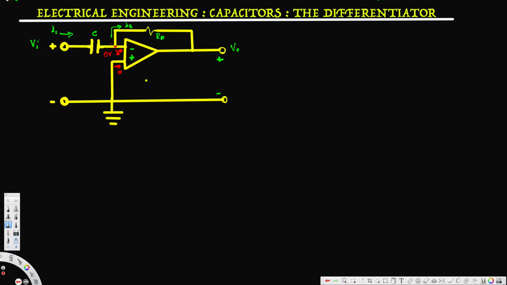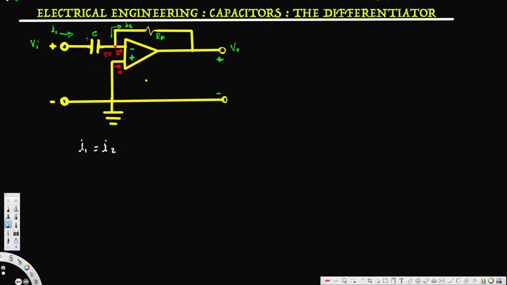Since this is 0 ampere, then I1 must be equal to I2. If we apply KCL right here, KCL says current entering a node should be equal to current exiting the node. So I1 is equal to I2. So we can derive our first equation, that is I1 is equal to I2.